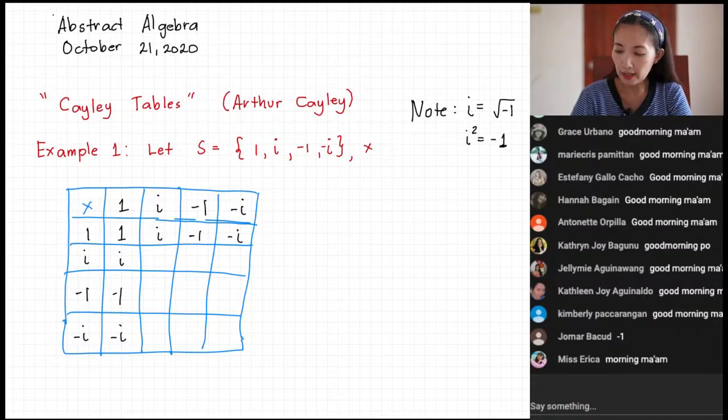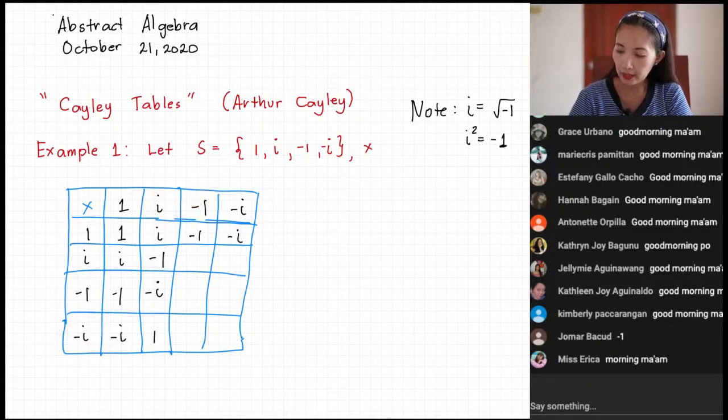Third column, what is i times i? I times i, take note that i times i, which is i squared, is negative 1. Moving on to the next, negative 1 times i is negative i. Next, negative i times i is negative of negative 1, which is positive 1.